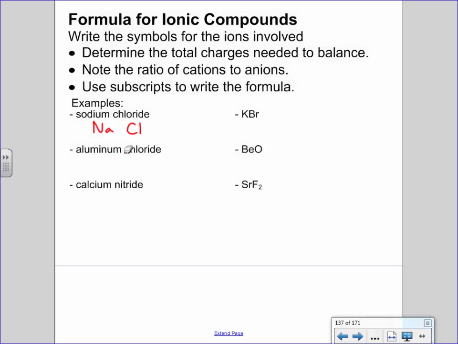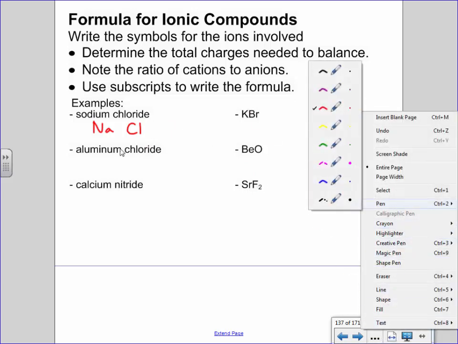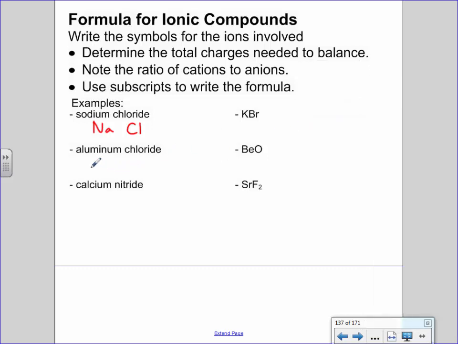So this is your formula, NaCl, a compound. Now, that first one's pretty straightforward, but let me try a new one here. Let's try aluminum and chlorine. Okay, so aluminum's Al, chlorine is still Cl. Okay, this one I'm going to go to the board for, though.